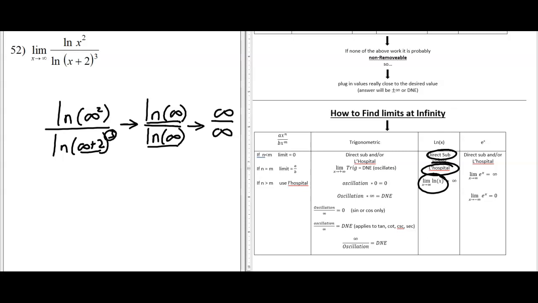Okay? So if I were to use L'Hopital, the derivative of ln x squared is going to be 1 over x squared times the derivative of the inside, which is 2x, over, now for the bottom, the derivative of this is going to be 1 over x plus 2 cubed times the derivative of the inside, which is 3 times x plus 2 squared. And the derivative of that inside is 1, so we don't really need to write it.